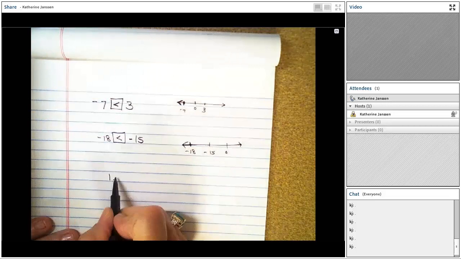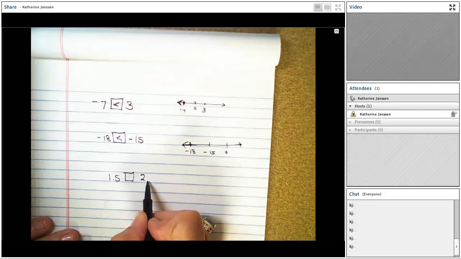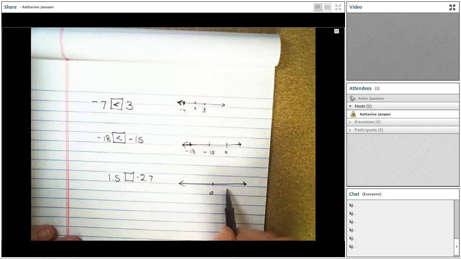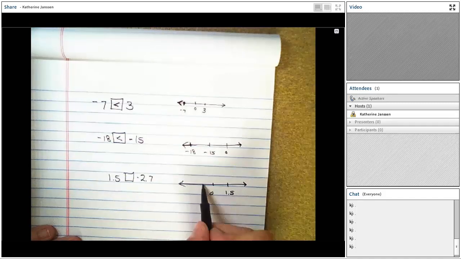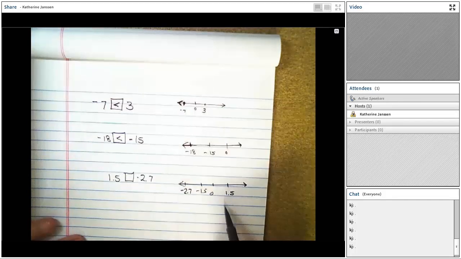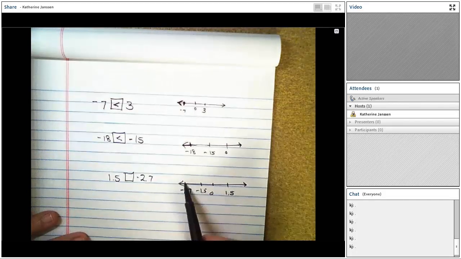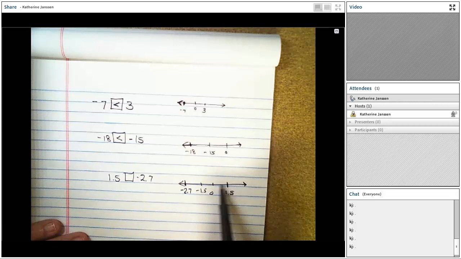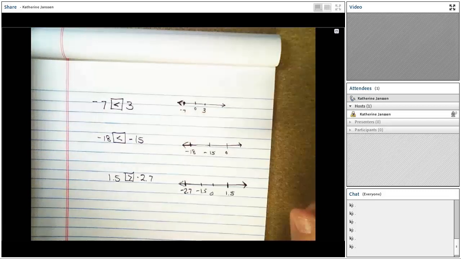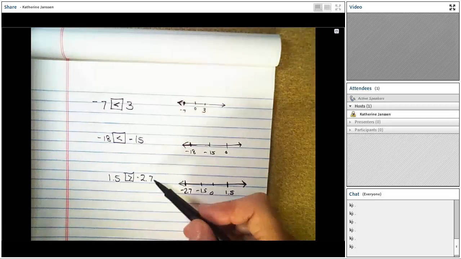And 1.5 compares to -2.7. 1.5 is to the right of -2.7. So 1.5 is greater than -2.7, and actually any positive number would be greater than any negative number.